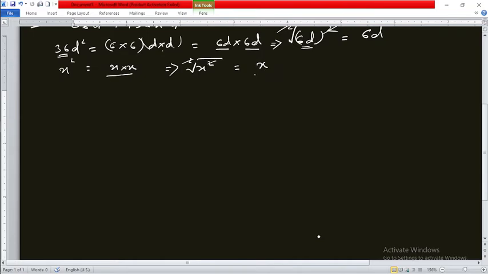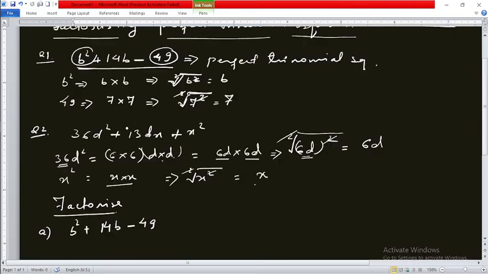Okay, so let's try to factorize them. Both the questions we will try to factorize. Now, the second step is to factorize. We have seen that these type of expressions are what? They are perfect trinomial squares. Now, your first question is b square plus 14b plus 49. This was your first question, which we have done just above, isn't it? We have already seen this question.